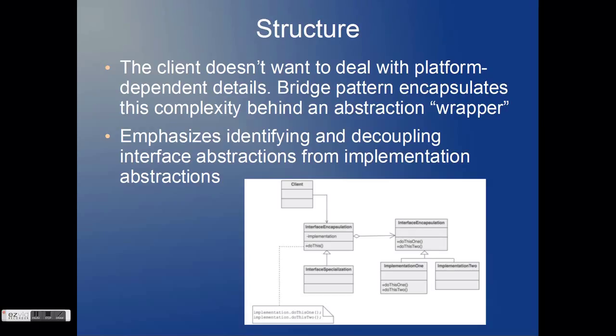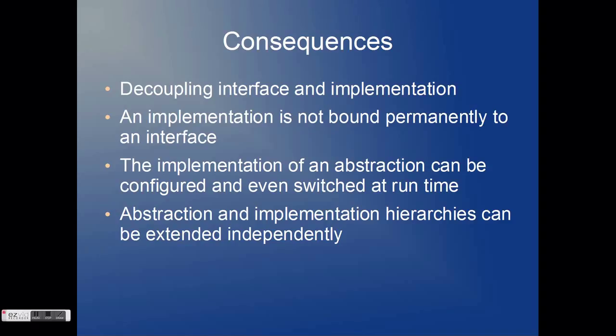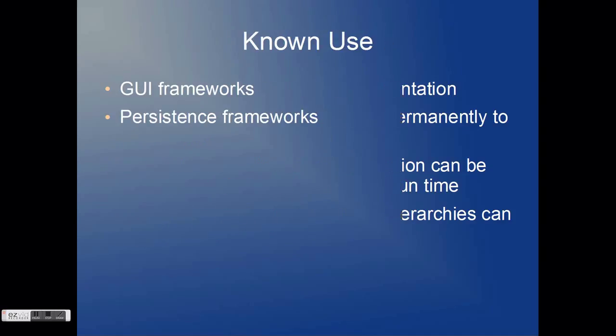Next we have the consequences. The consequences of the bridge pattern are that we're decoupling interface and implementation. We're making an implementation that is not permanently bound to an interface. The implementation of an abstraction can be configured and even switched at runtime, which isn't good. And the bridge pattern abstraction and implementation hierarchies can be extended independently. The main uses of the bridge pattern are for GUI frameworks and persistent frameworks, just connecting everything together using that bridge. Now we're going to show you the code I made.